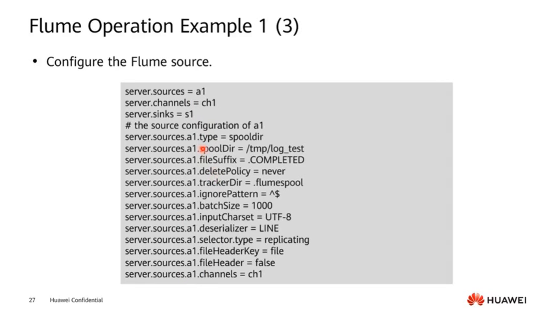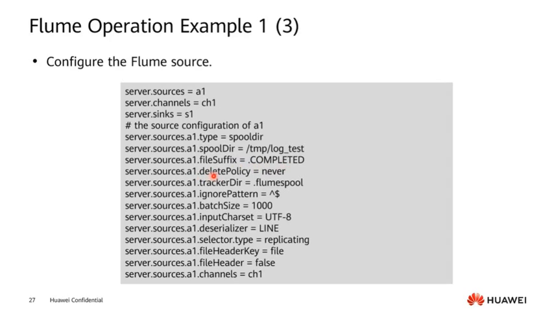And maybe you can find that we are using spooling directory source, or spooldir in short, right? This is because we are monitoring the local file directory for data. And next, a1.fileSuffix indicates the suffix added to the file after the collection is completed. The suffix indicates that the file has been collected and will not be collected next time.